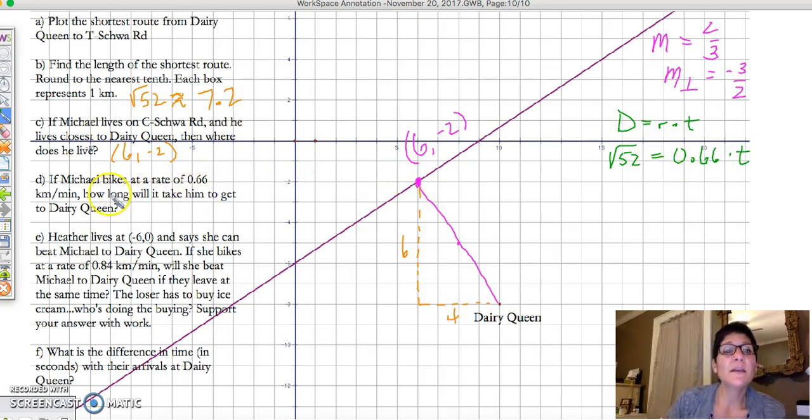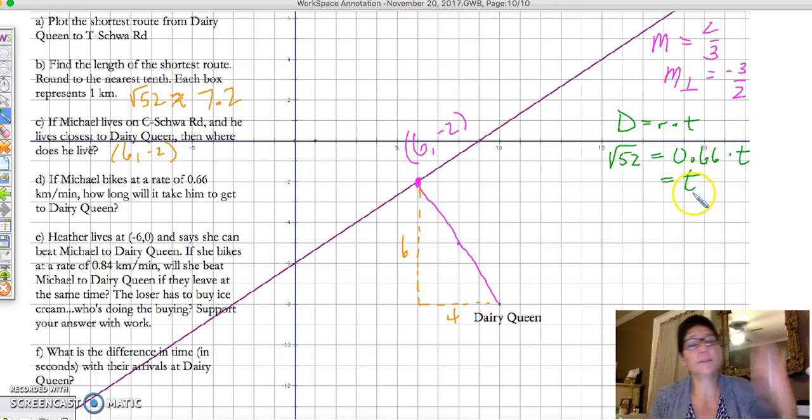Now this is 0.66 kilometers per minute. So the distance is in kilometers, and the rate is in kilometers per minute. So when we find our time, it should be in what units? If you have to pause and turn to somebody, tell that person what you would do, okay?